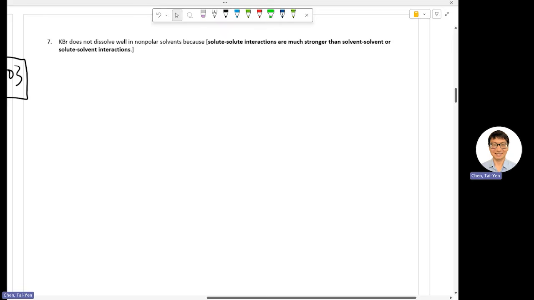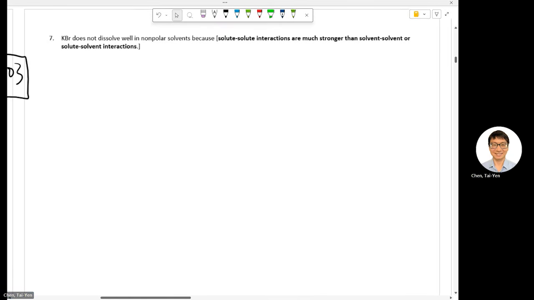Question number 7. KBr does not dissolve well in nonpolar solvent. This is an interesting question. It's more of a conceptual type of question, but students often don't understand why this is the case.